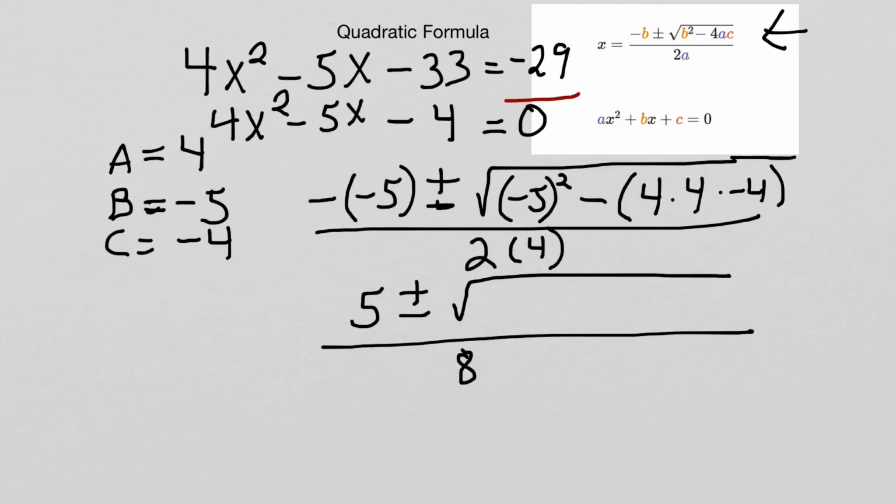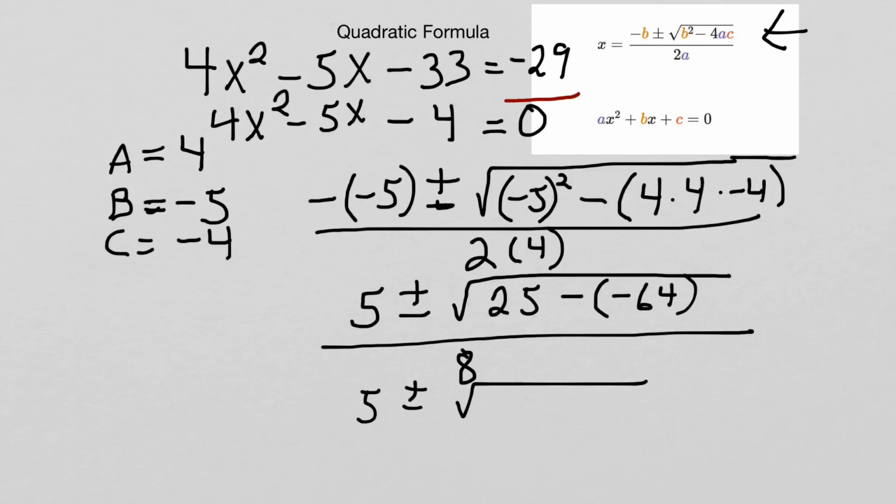So negative 5 times negative 5 is 25. Minus, right? 4 times negative 4 is going to give you negative 64. We do that across here. You got 5, just bring it down, plus or minus the square root of 25 minus negative 64, which is 25 plus 64, which is 89, over top of 8.